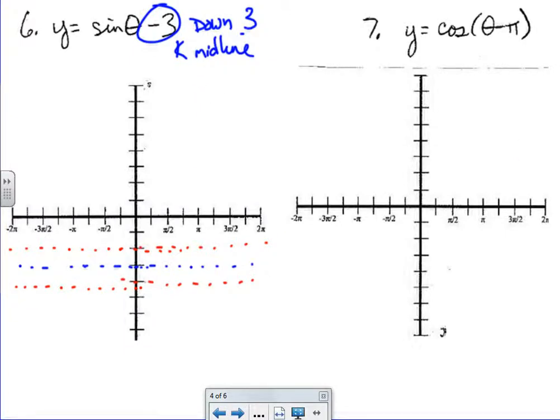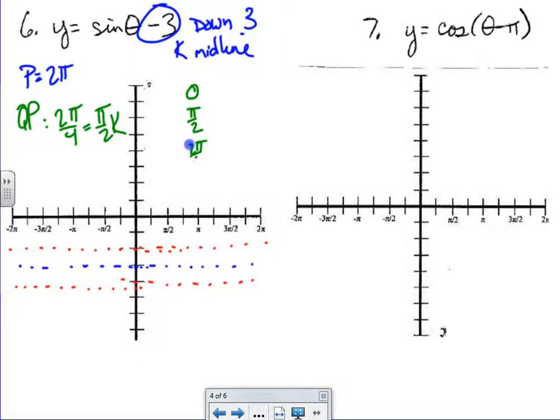The period has not changed on this one. There's no b value other than 1. So the period is still 2 pi. And when I go to find my quarter points, I take that period and cut it into quarters, which reduces to pi over 2. So starting at 0, we're going to mark off 1 pi over 2, 2 pi over 2, 3 pi over 2, and 4 pi over 2. Again, reduce them if you're comfortable with it.